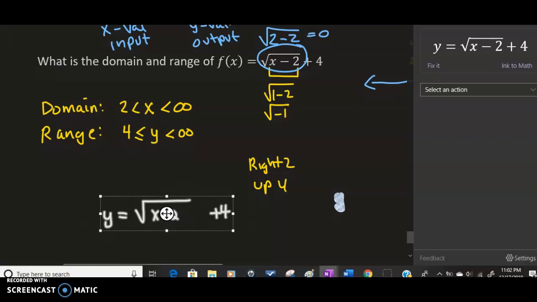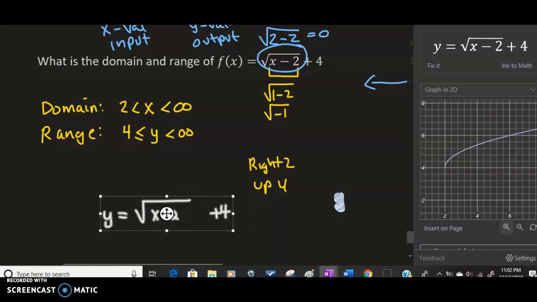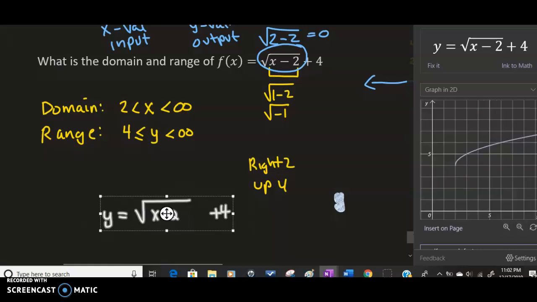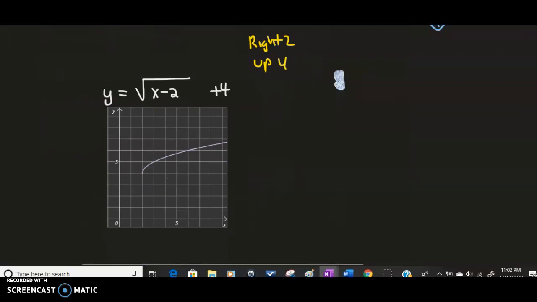Yep, interpreted right. Let's graph it. So yeah, our picture was pretty good. So its domain is from 2 to infinity because it starts here and it goes off to infinity, and then our range is from 4, and then this keeps increasing off to infinity.